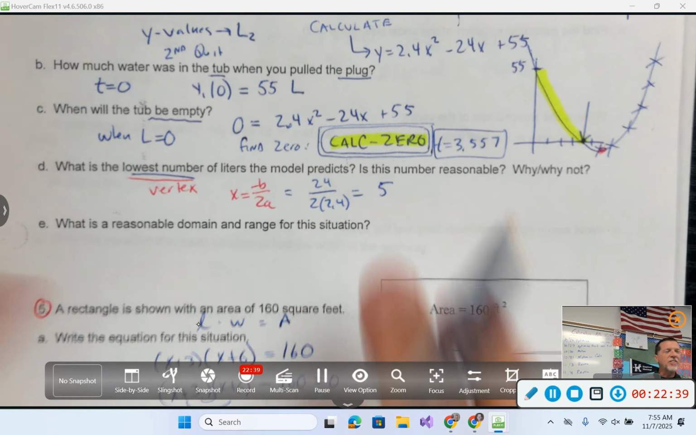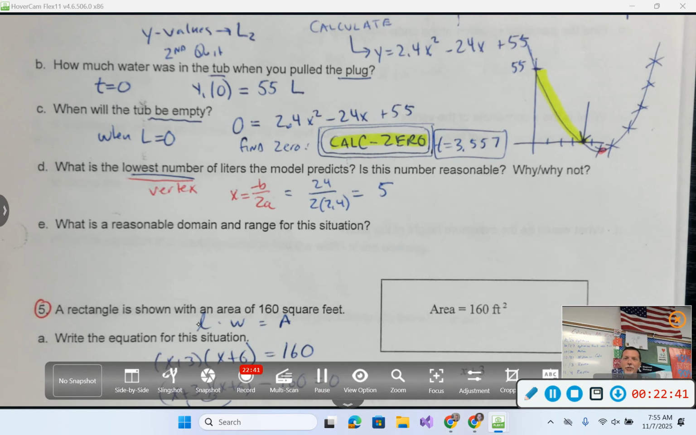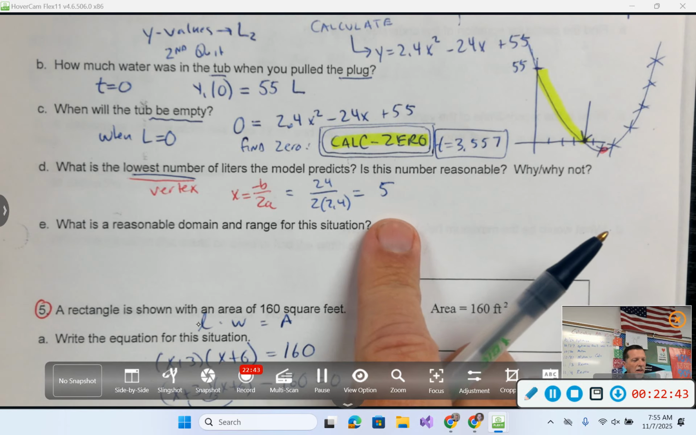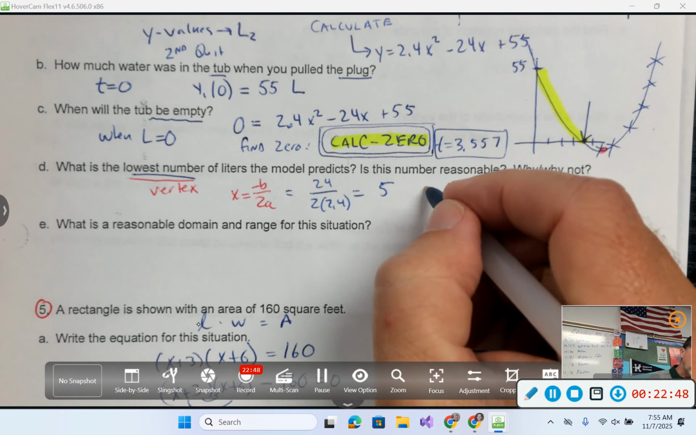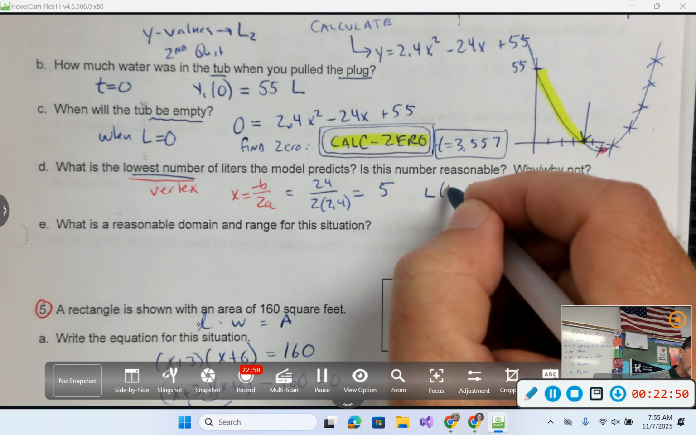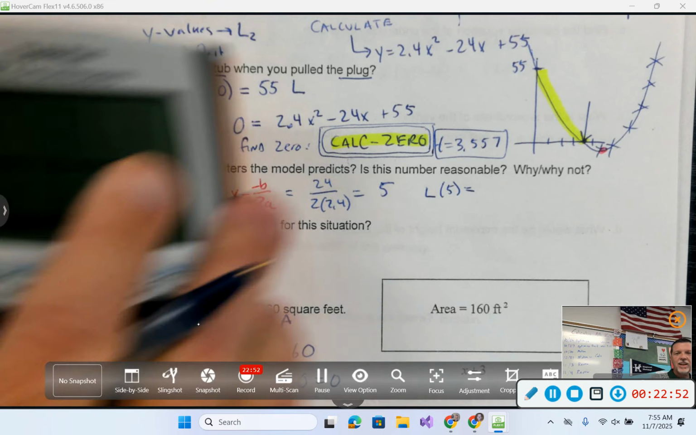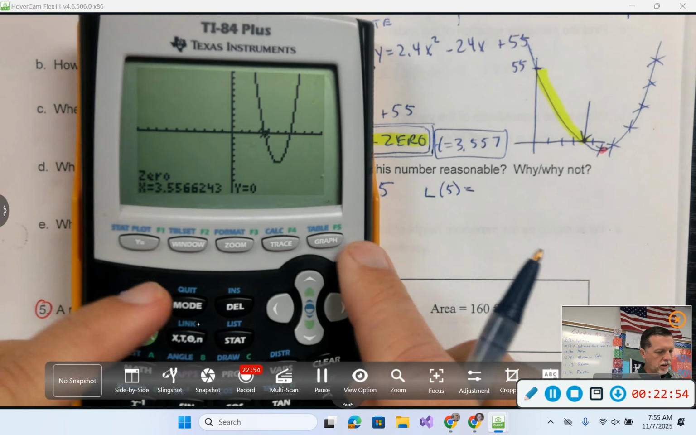Okay, well, let me finish this thought and then ask that question, because the answer is going to be yes. But this is the time when we're at the vertex. How do I find the liters at the vertex? Just plug it in. And since it's a nice number, it's probably on the table.